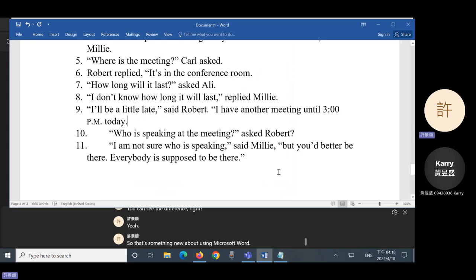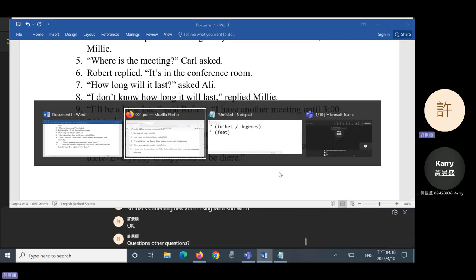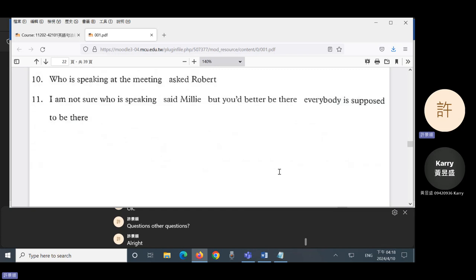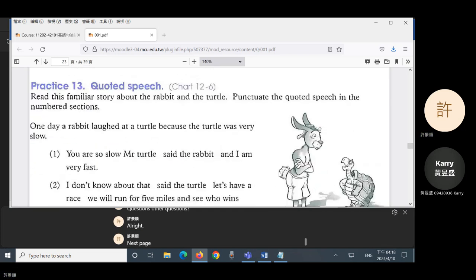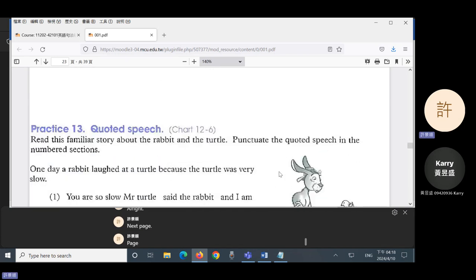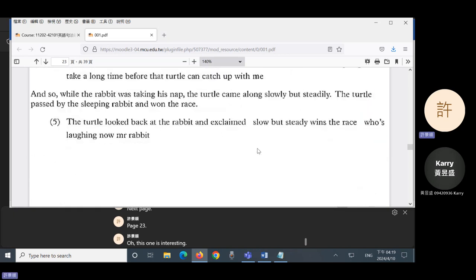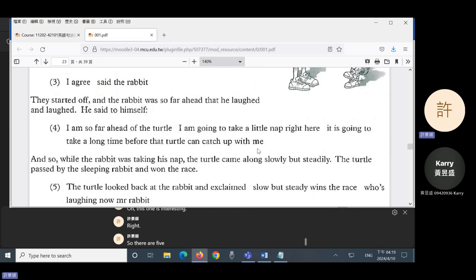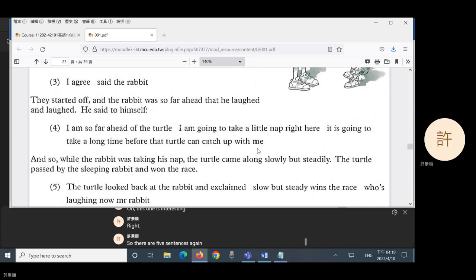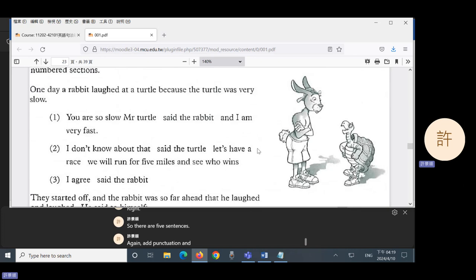Okay, questions, other questions? All right, next page, page 23. Oh, this one is interesting. Right, so there are five sentences. Again, add punctuation and capital letters. Five sentences, I'll give you 3 minutes.